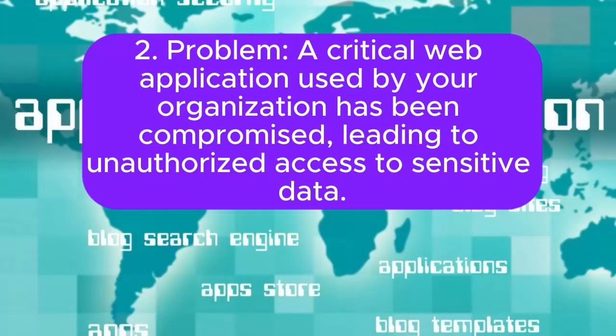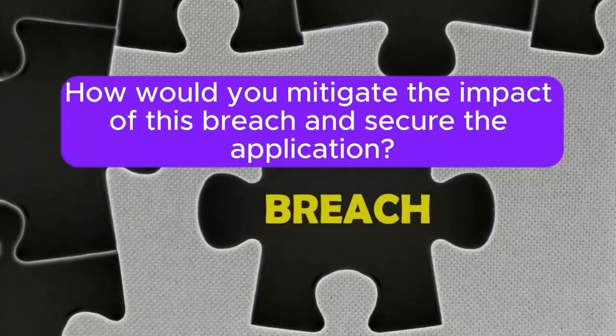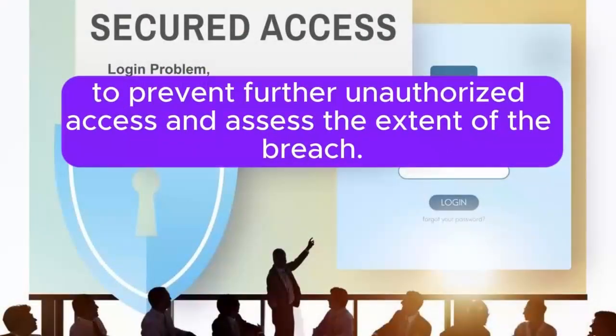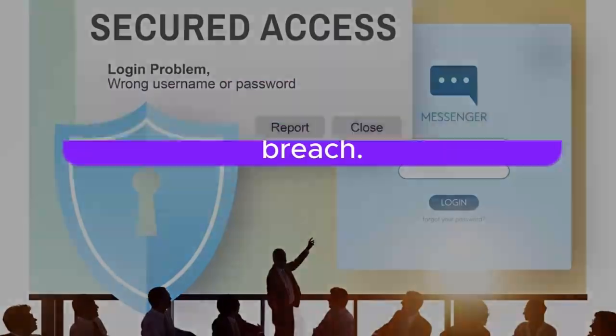2. Problem: a critical web application used by your organization has been compromised, leading to unauthorized access to sensitive data. How would you mitigate the impact of this breach and secure the application? Answer: immediately, I would isolate the compromised application to prevent further unauthorized access and assess the extent of the breach.